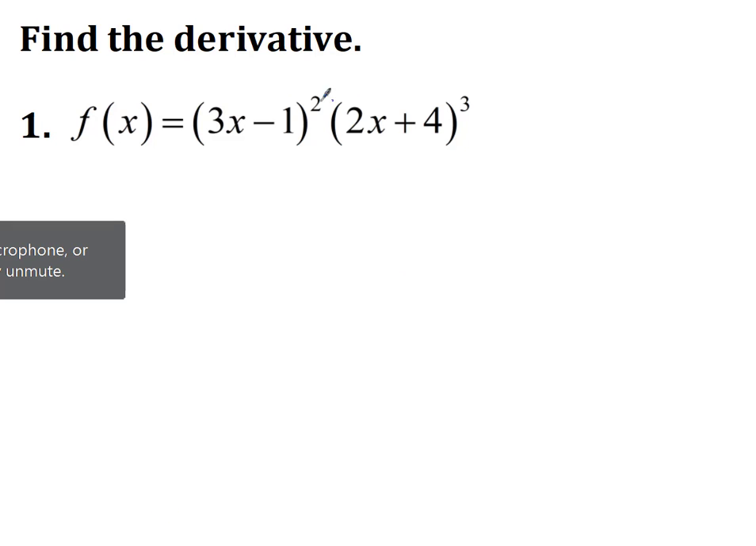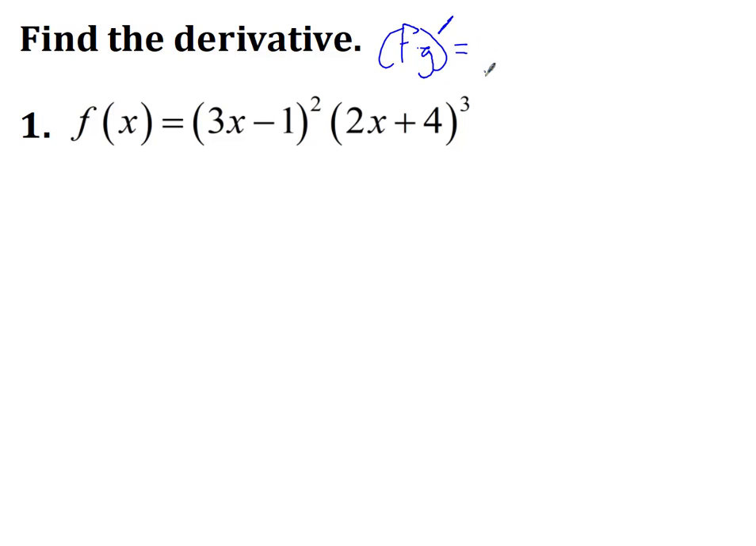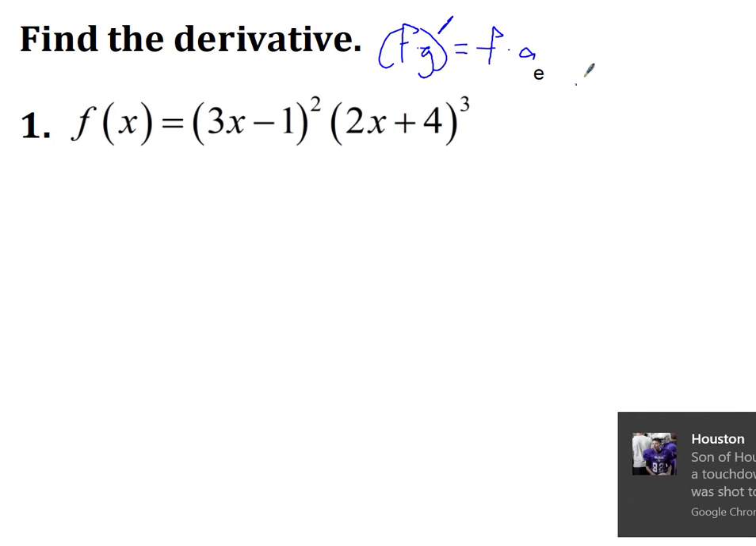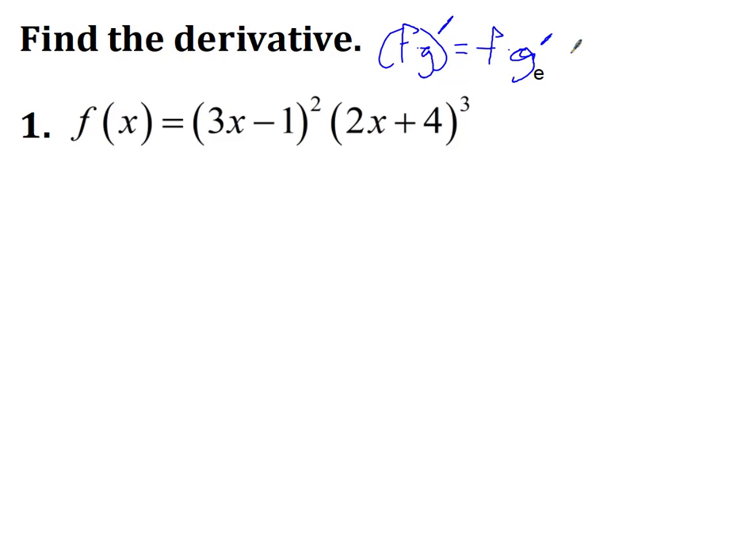All right, so what we're going to do today is talk about the product chain rule. Now remember, the product rule is if we have f times g, the derivative is the first term intact times the derivative of the second component, plus the derivative of the first component times the second component intact. So the same thing is going to apply here.